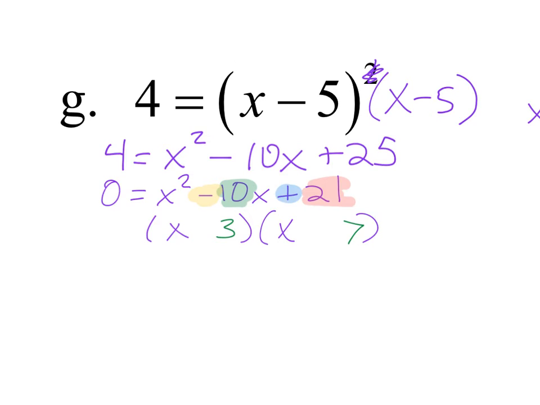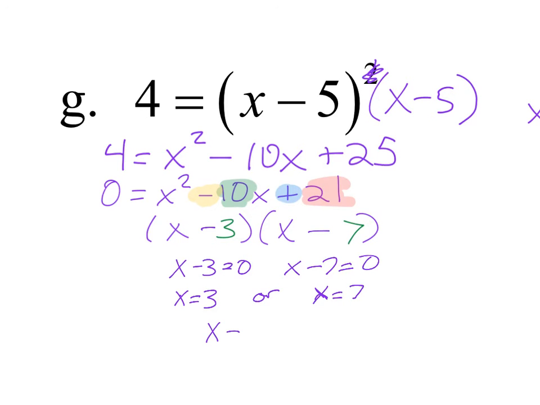This is an add, so they're both the same sign, and that sign is a negative. So now I have that x minus 3 equals 0, and x minus 7 would equal 0. I add 3 to both sides, x equals 3, or x equals 7. So that means my answer is x equals 3 or 7.